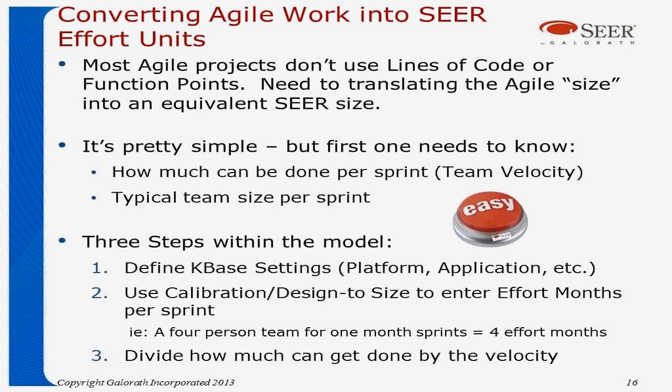The first thing you need to know is how much velocity is a team expecting to perform during a sprint, and how big is that sprint team going to be? How many team members will you have? So there's 3 simple steps. First, you define your knowledge base settings, set the platform, application, etc. Then you'll go into the SEER calibration design to size mode, enter the effort months per sprint. So if you were using a 4-person team and doing 1-month sprints, you would enter 4 effort months. The tool will then calculate an anticipated size in SEER size, and you'd simply divide that by your velocity to understand how much work can be done.